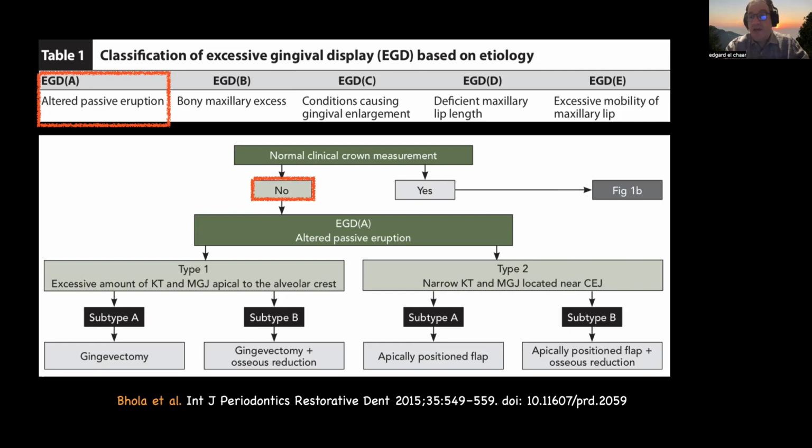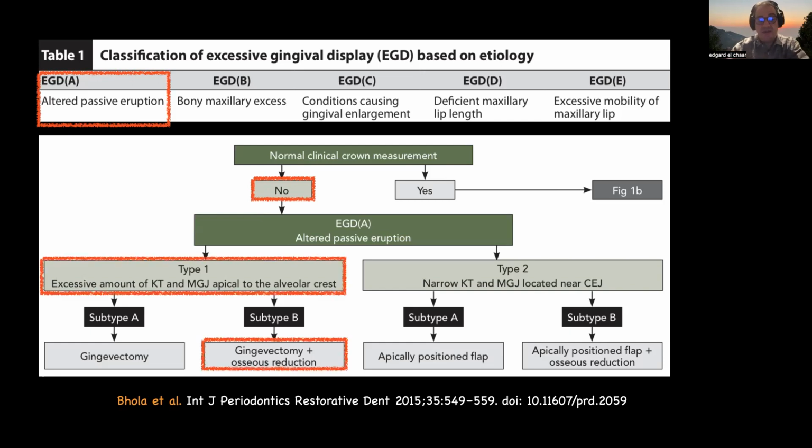But if the clinical crowns are not normal, then we have to identify the length of the tooth and see if this fits within the age and gender of the patient. And then we can do a gingivectomy plus an osseous reduction. And here, if we look at the two subtypes, A and B, I don't want to complicate it too much, but in A, the bone is away from the neck of the tooth, or what we call the CEJ.